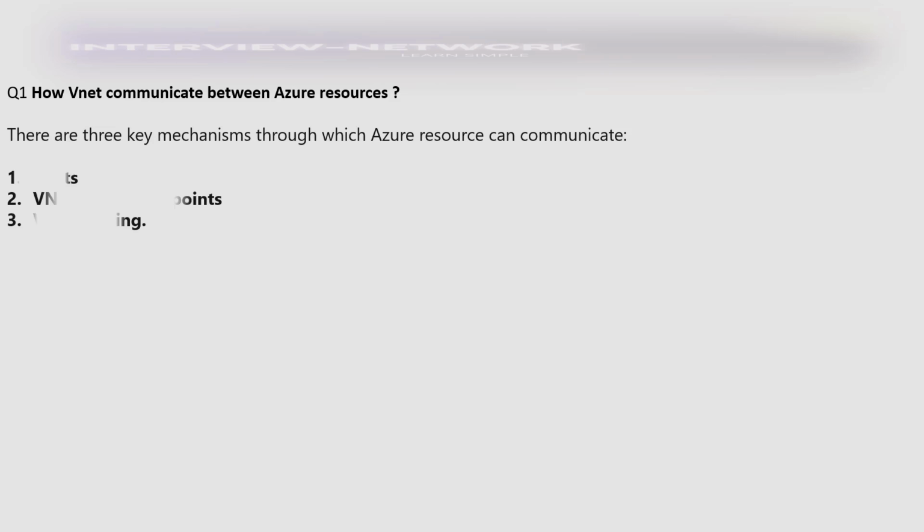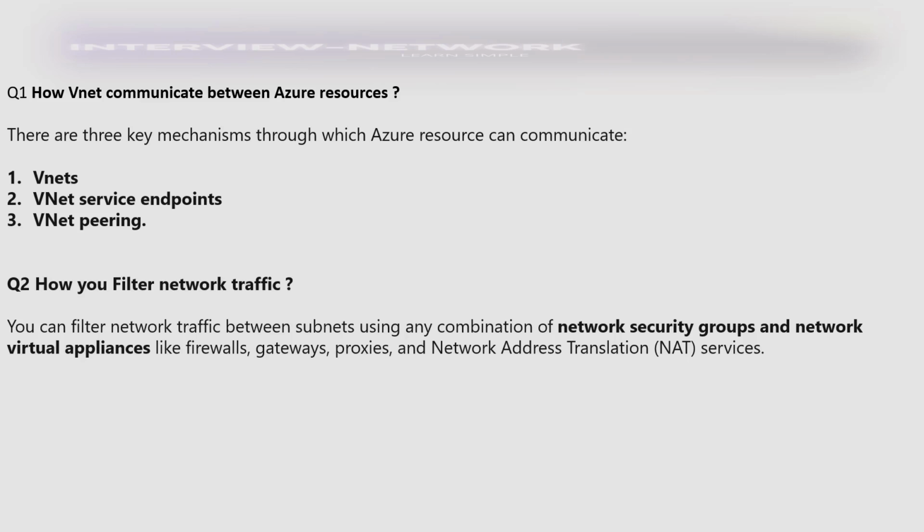How do VNets communicate between Azure resources? There are three key mechanisms through which Azure resources can communicate. Number one is VNets, number two is VNet service endpoints, and number three is VNet peering. How do you filter network traffic? You can filter network traffic between subnets using any combination of network security groups and network virtual appliances like firewalls, gateways, proxies, and network address translation services.